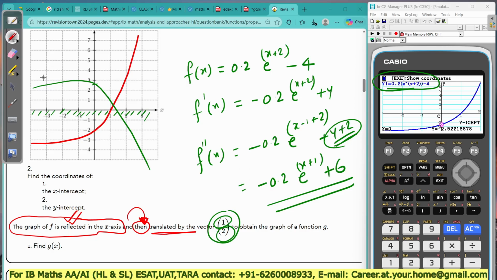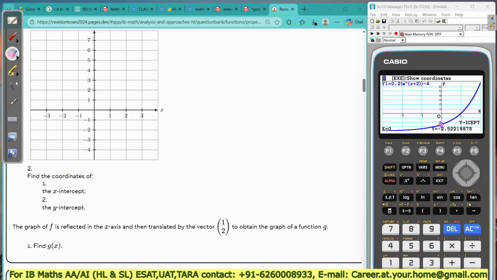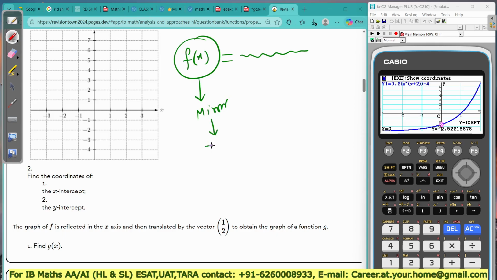Or we can have some other systematic approach also. First write it, then let me discuss the other approach. Have you written this? Okay. Now please see. We have f(x). Suppose I don't have this f(x) detail. I have some f(x). First I have to take the mirror image, and then I have to translate it with the vector (1, 2).